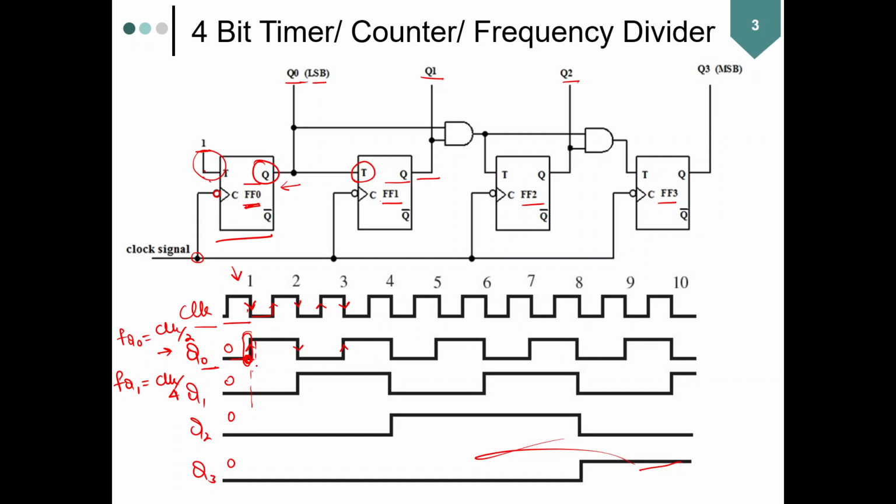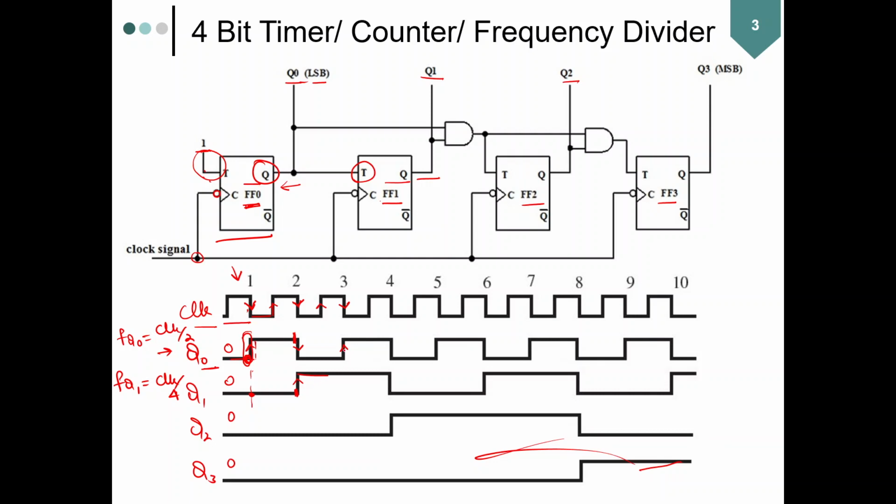Or you could otherwise say that just before the negative edge of the clock, what was the input at flip-flop 1? Just before that it was 0, so it doesn't make a transition. Now at the next negative clock edge, just before the negative clock edge, the input to flip-flop 1 is 1. Since this input is 1, it makes a transition and goes from low to high.